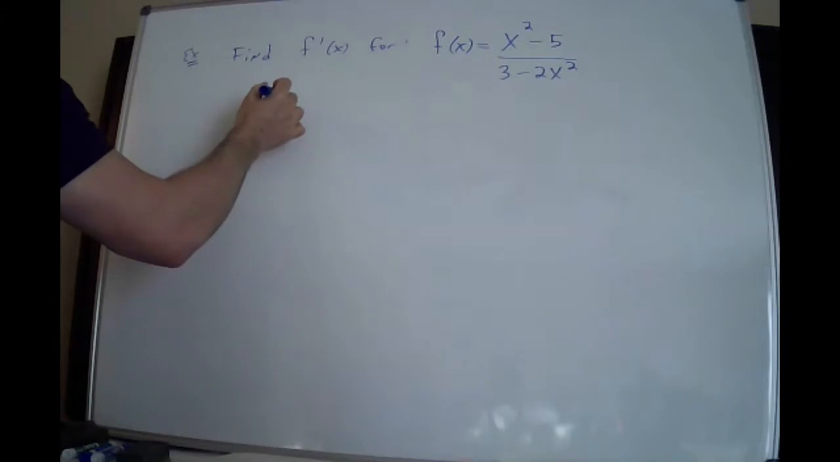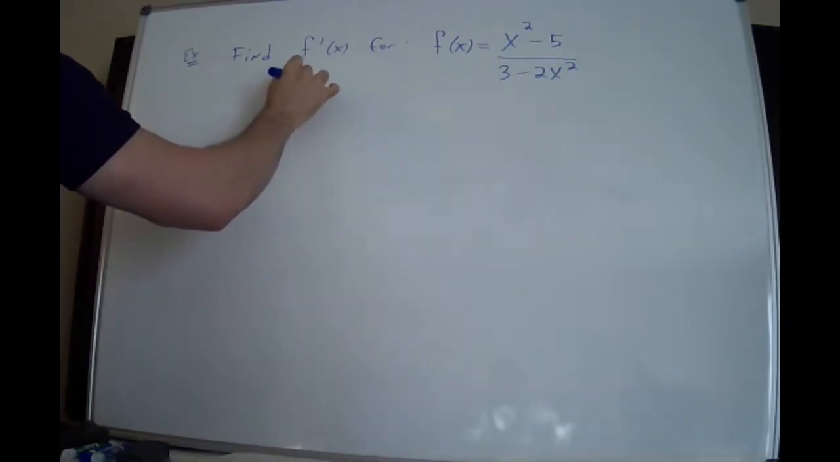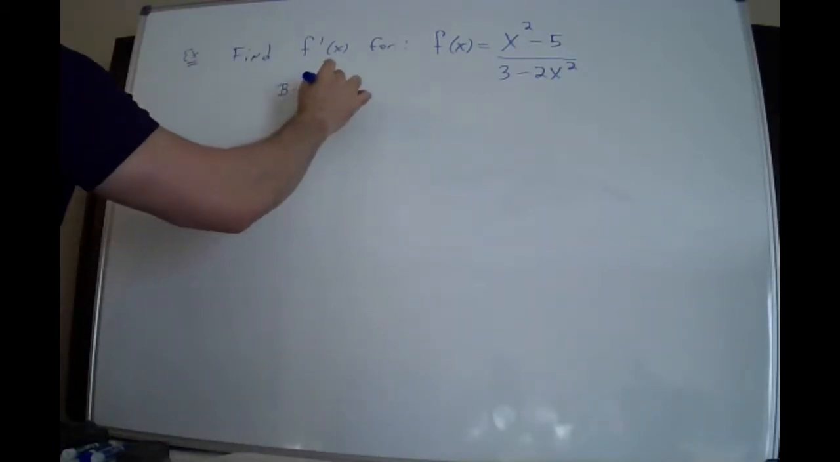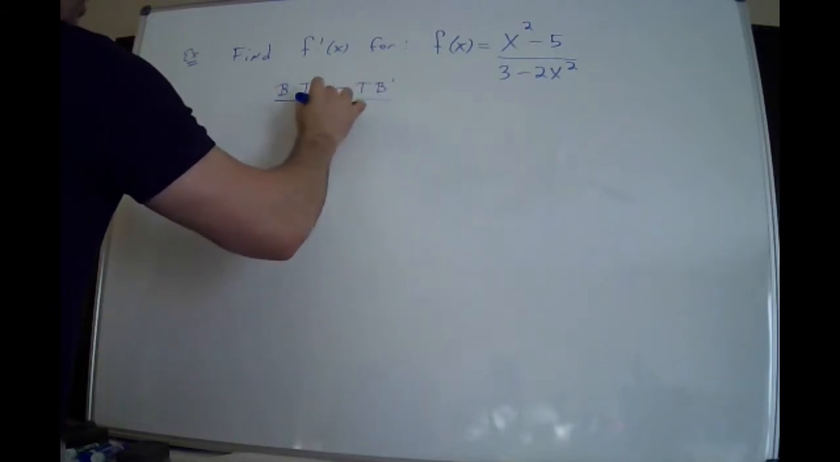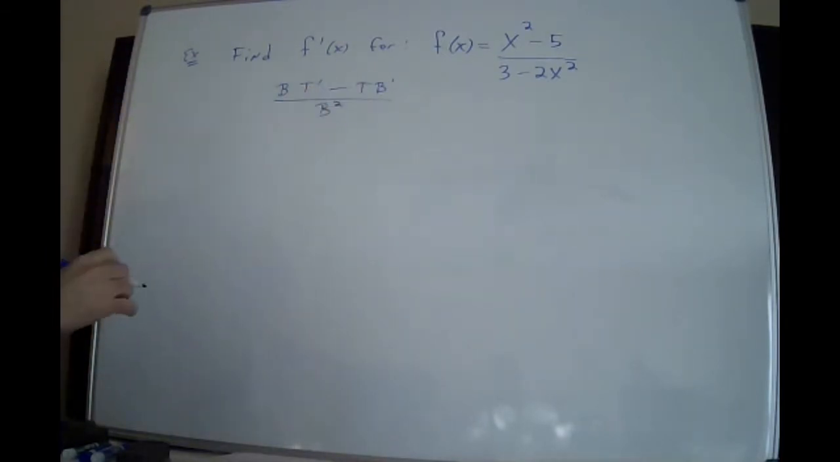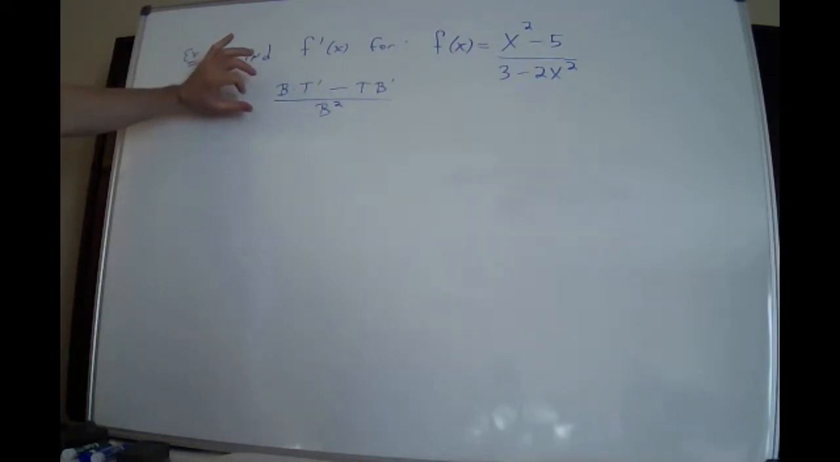You have to use the quotient rule, which says you take the bottom times the derivative of the top, minus the top times the derivative of the bottom, all over the bottom squared. I'm using T for top, B for bottom. If you don't like that, tough, I don't care. This is how I do it.